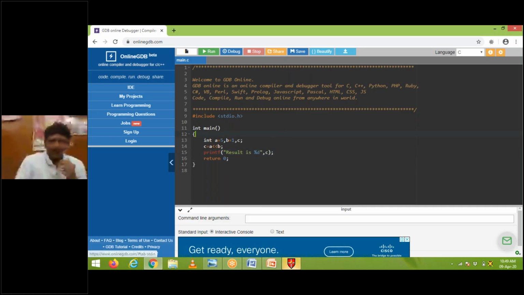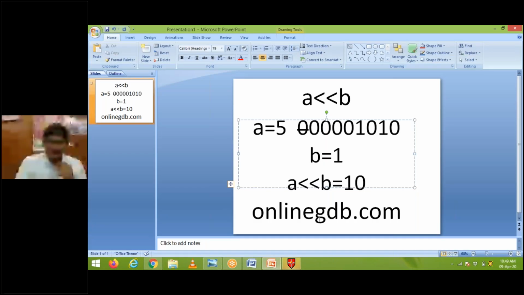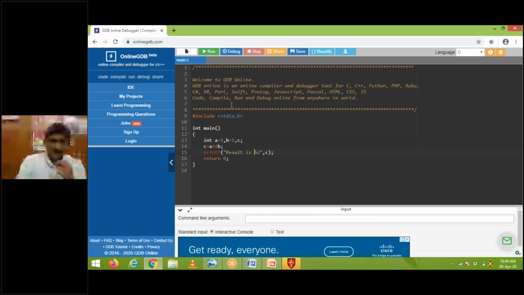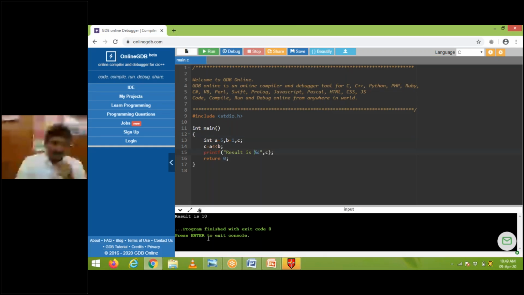So we see the example here. 5 left shift 1, it will give the result 10. So now we'll run the program. The result is 10. Okay, is it clear everyone?